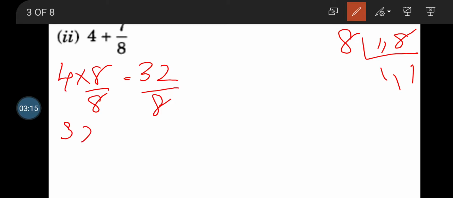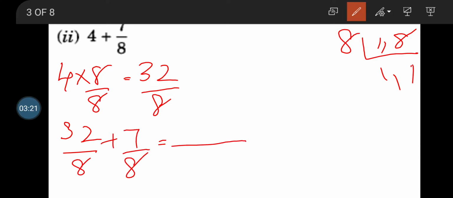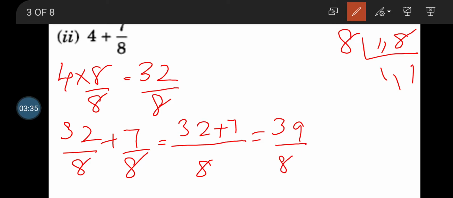Now we can add these two fractions. So 32 by 8 plus 7 by 8. You have the denominator 8, so take it commonly, and in the numerator you will have 32 plus 7. So 32 plus 7 is 39 divided by 8. Now if you see here, here also you have an improper fraction. So that needs to be converted into a mixed fraction.